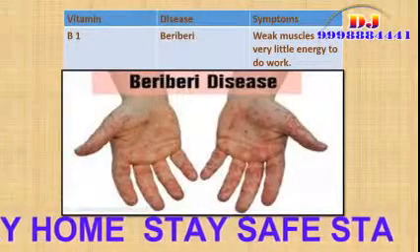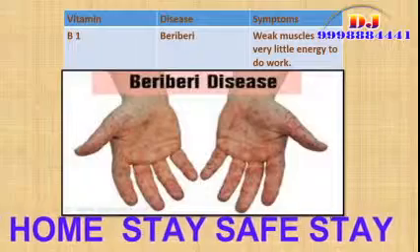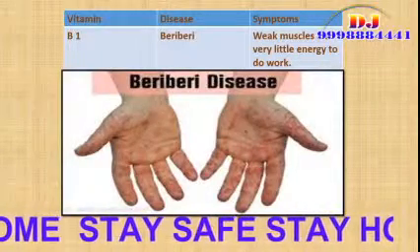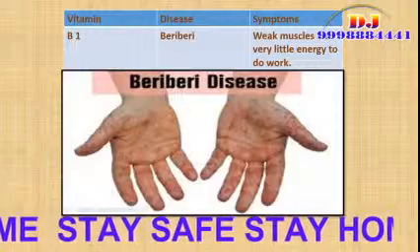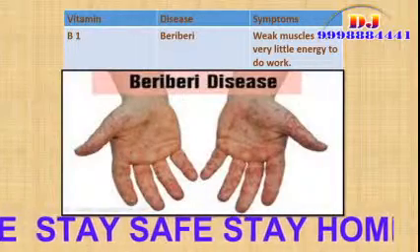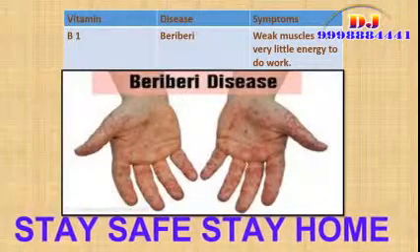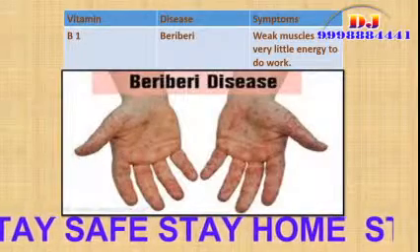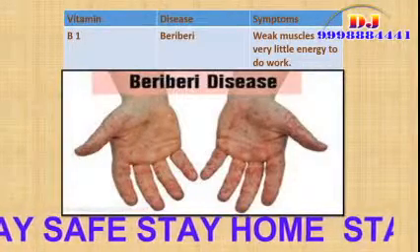Let's move towards the next deficiency. That's on the screen. You can see in the picture vitamin B1. If you have a deficiency of vitamin B1, the disease caused is beriberi. You can see in the picture how it occurs, right? This disease, beriberi. What are the symptoms?